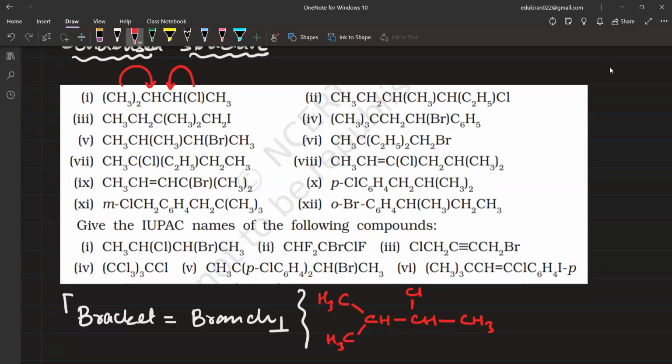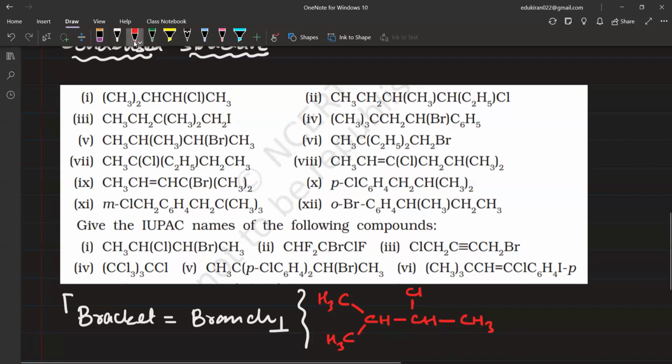Now check the valencies. Is everything fine? Each and every carbon has 4 bonds. Yes or no, please tell me. Understood this? Yes or no, please tell me. All of you. Yes. Okay.